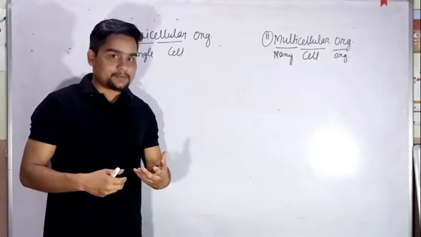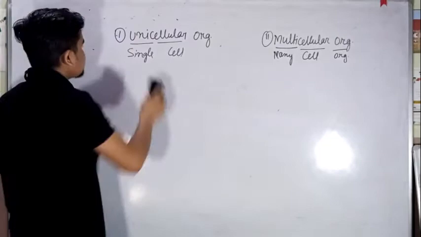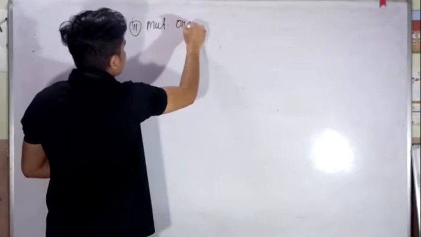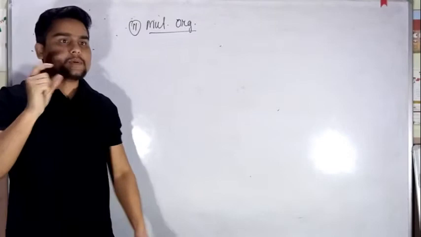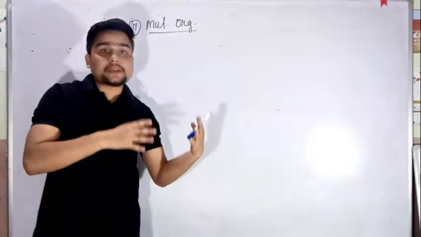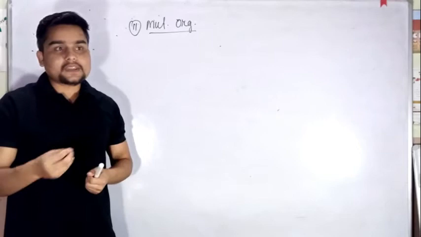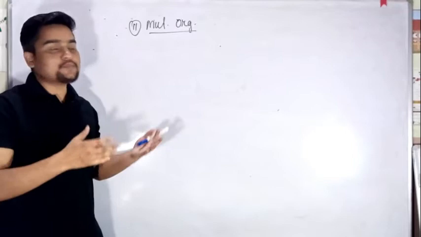So let's take an example. A human being is a multicellular organism. Human beings are not made of identical cells. We have different types of cells: skin cells, muscle cells, nerve cells, sperm cells, and blood cells. So a human is a multicellular organism.